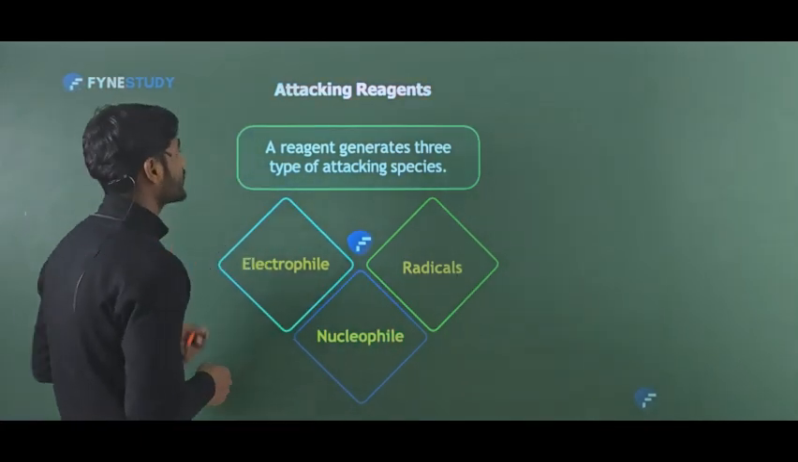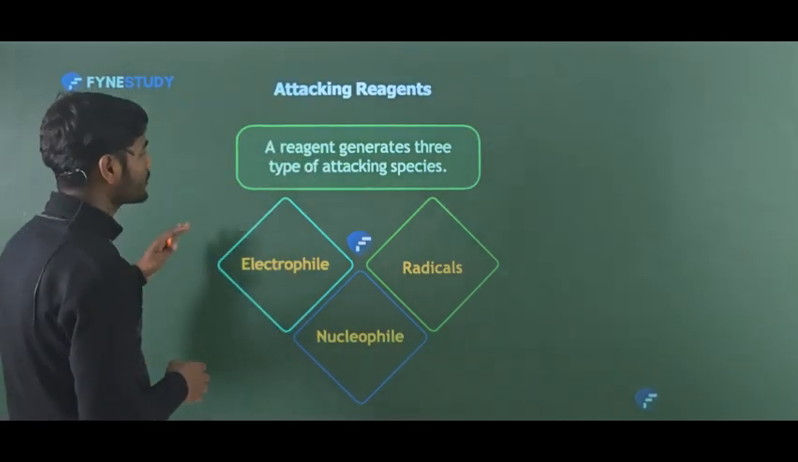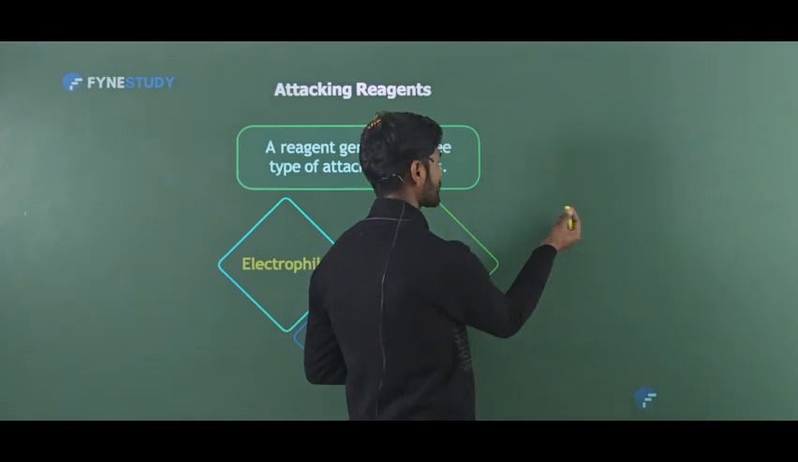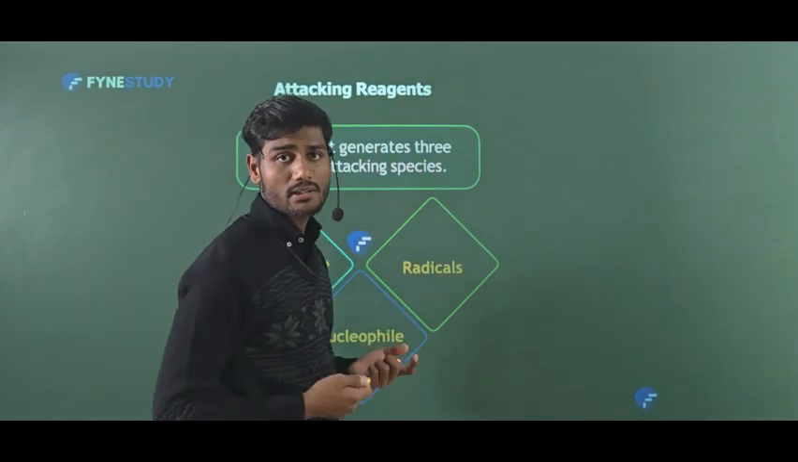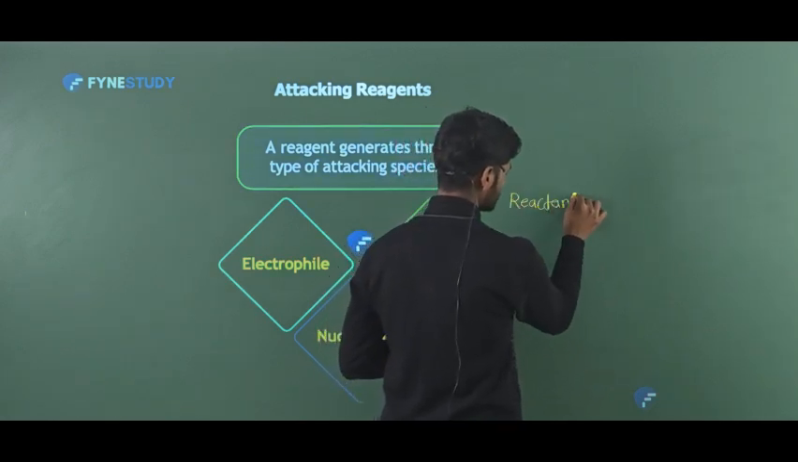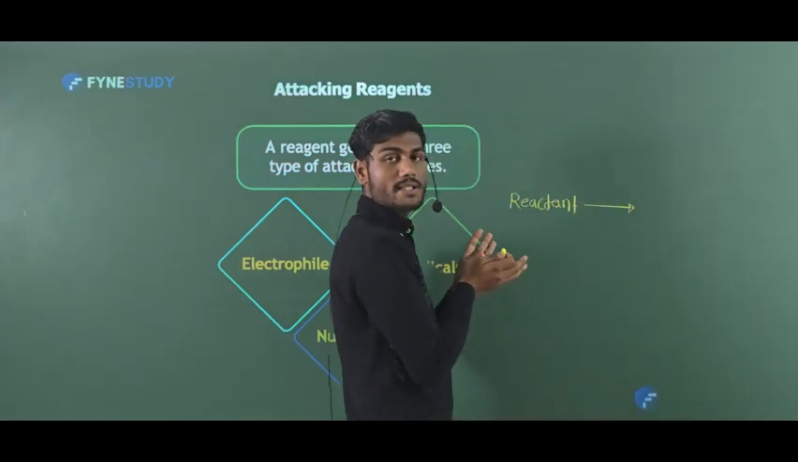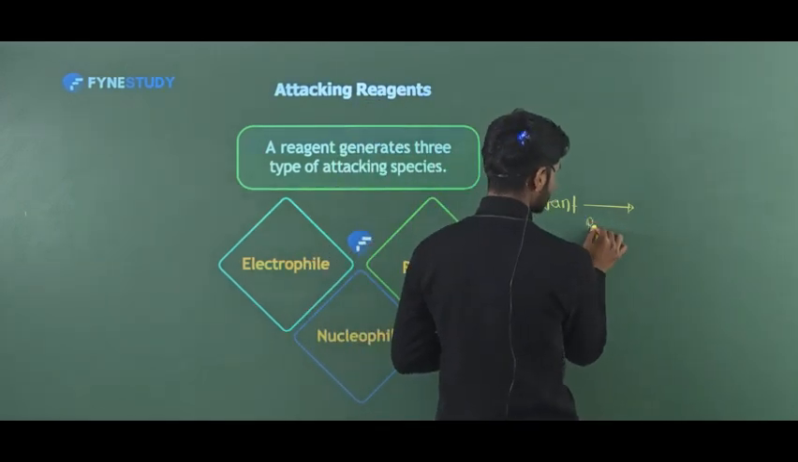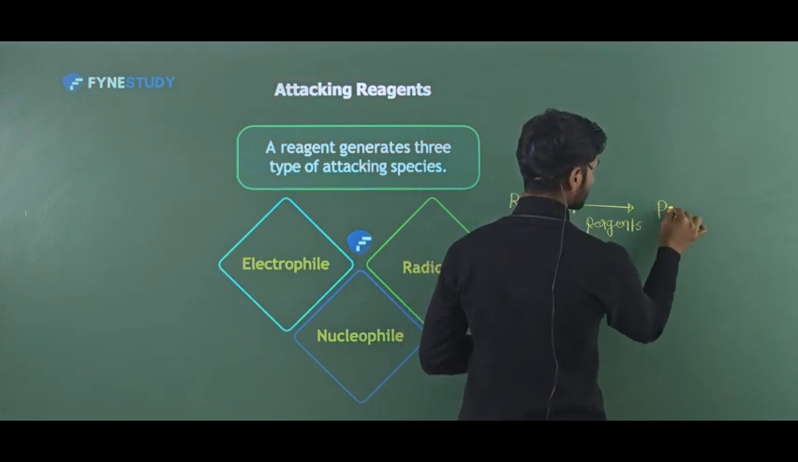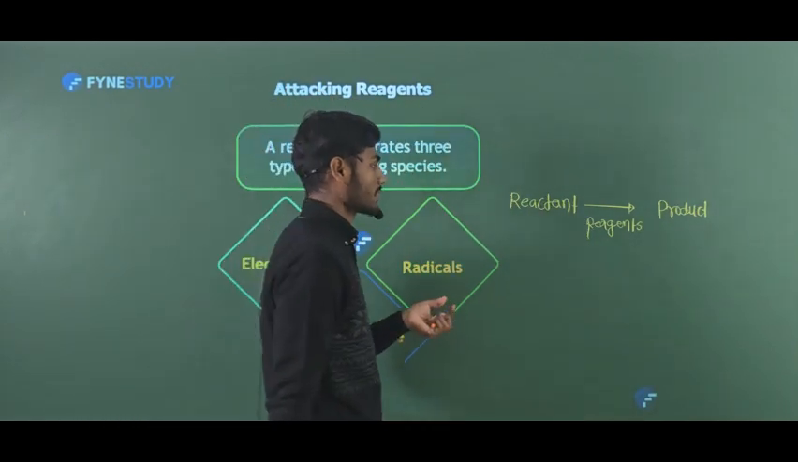First thing is the attacking reagent. What kind of attacking reagents are there? Before going into this, let me introduce a basic thing about organic reactions. In any kind of reaction, there is a reactant, and the reactant is reacting among itself or with reagents, and this forms a product. All kinds of reactions go on like this.